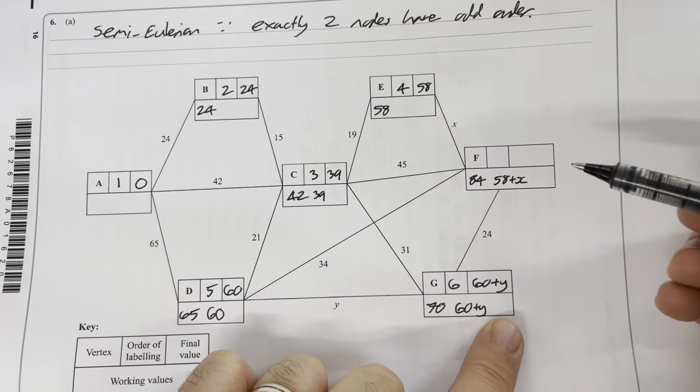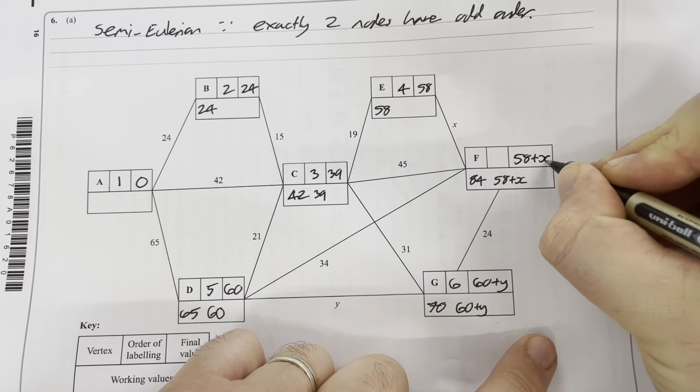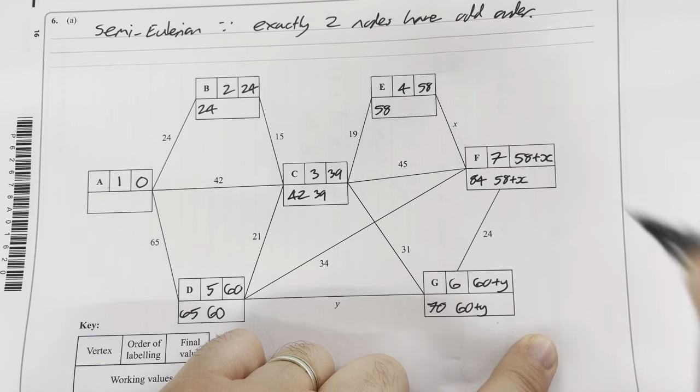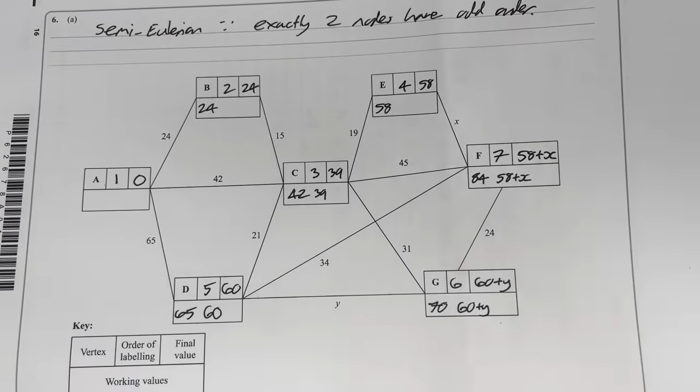That'll then be 84 plus Y, which is clearly bigger than 58 plus X. So 58 plus X wins that one. So 7. Okay, great. So that's Dijkstra's algorithm done.